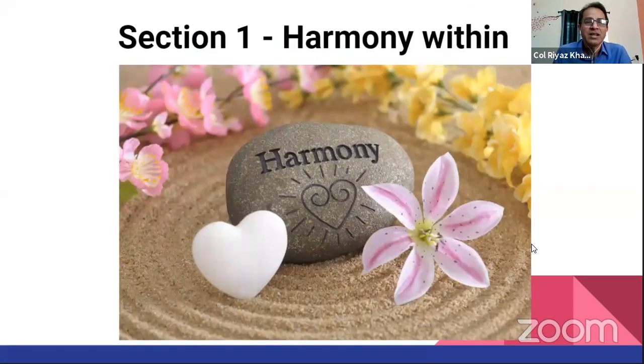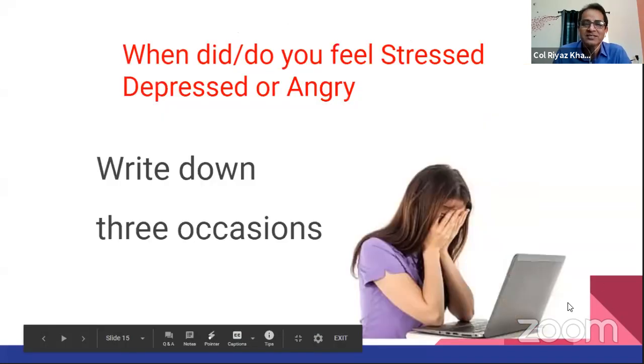So section 1 is the harmony within. The first thing is within ourselves, we have to solve a lot of issues. Mostly we tend to blame the world and the people around us for every problem that we have. But see, we have no control over anybody else. I have only control over myself. And I can change a lot within. That's what we'll start with first and then go on to the issues with others.